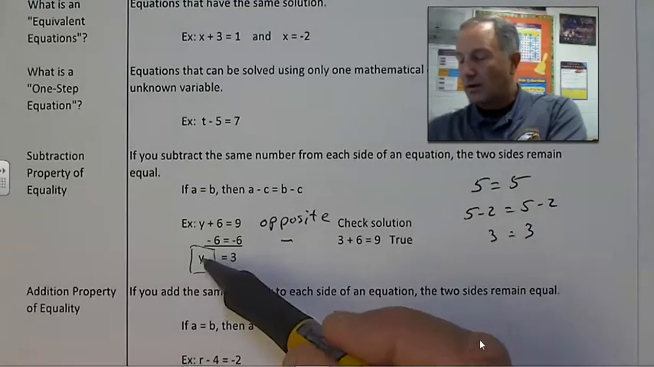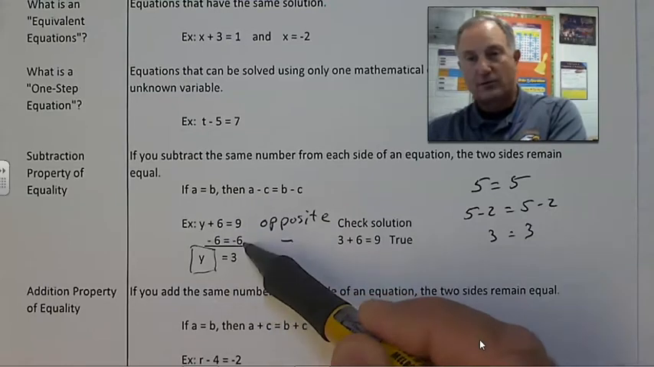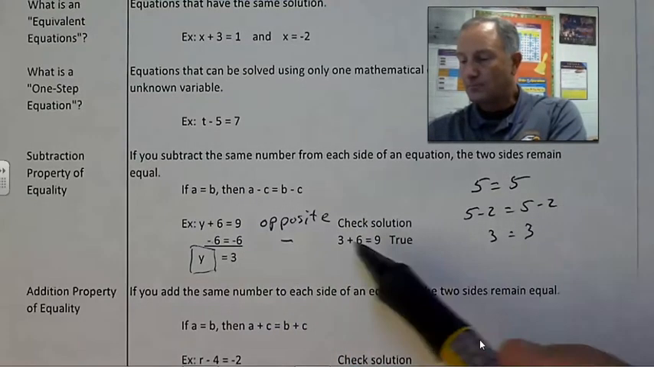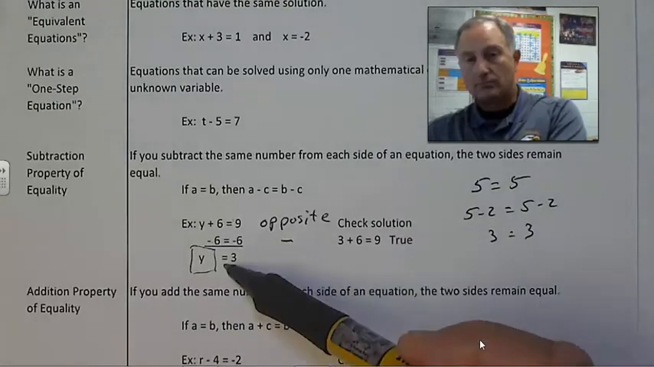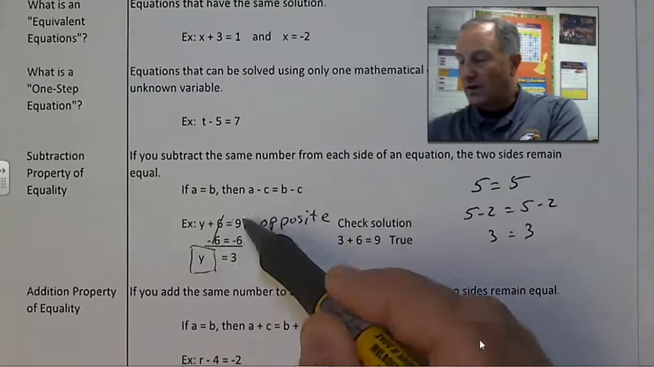So in order to get y by itself plus 6, you have to subtract 6 from both sides. And as long as you do the same thing to both sides, just like up here, you'll keep your equation equal. So we subtract 6s here, that cancel out, and 9 minus 6 is 3.